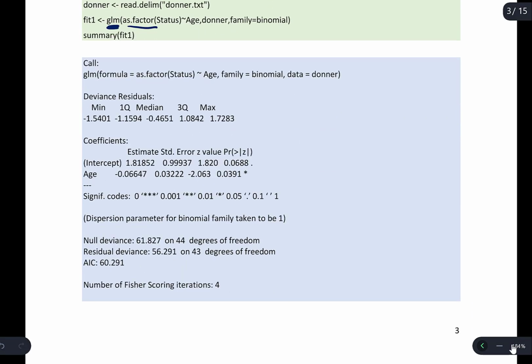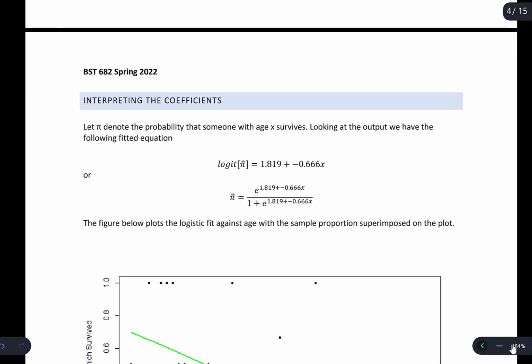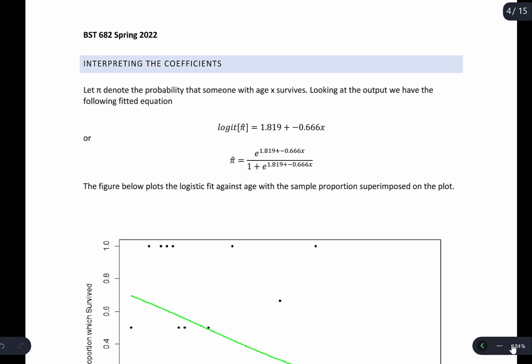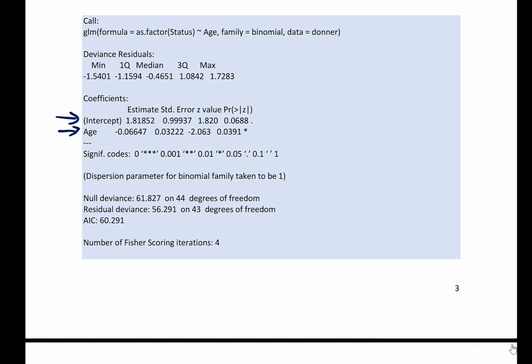Looking here at the output, notice that we have our intercept and our estimate for the effect of age. Here we're going to let pi denote the probability that someone with age X survives. Looking at the output, we have the following fitted equation. Notice these estimates are coming from right here in the R output.